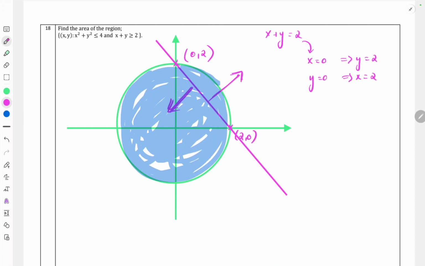The easiest way is we can take 0 comma 0. If I take 0 comma 0, I have to check whether it satisfies the inequality or not. If it is not satisfying, then we have to shade away from the origin. If it is satisfying, then we have to shade towards the origin. If I substitute 0 comma 0, so 0 plus 0 greater than or equal to 2. So 0 greater than or equal to 2, which is false. So which means we have to shade away from the origin. Away from the origin means this region.